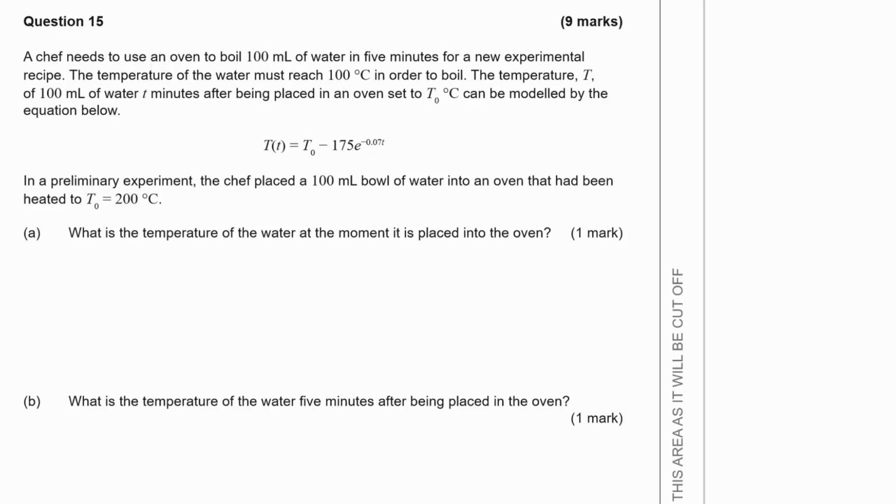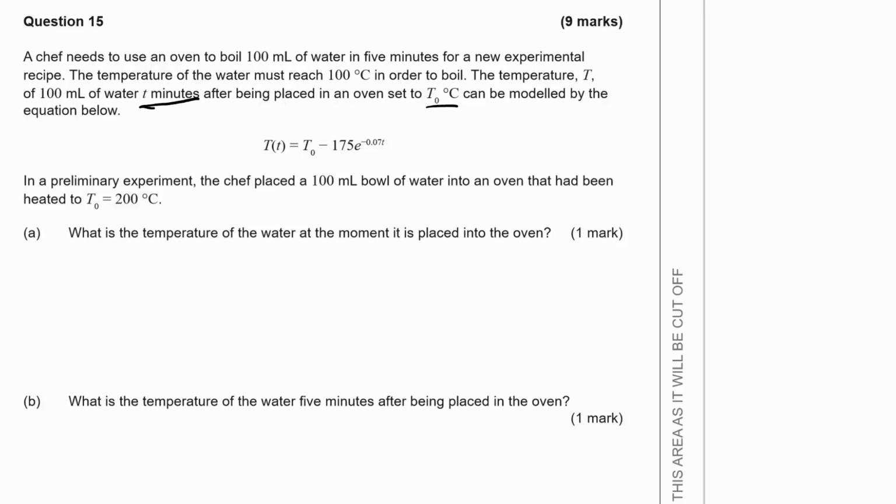The chef needs to use an oven to boil 100 milliliters of water in 5 minutes for a new experimental recipe. The temperature of the water must reach 100 degrees centigrade in order to boil. The temperature T of 100 milliliters of water t minutes after being placed into an oven set to T0 degrees Celsius can be modelled by the equation below.